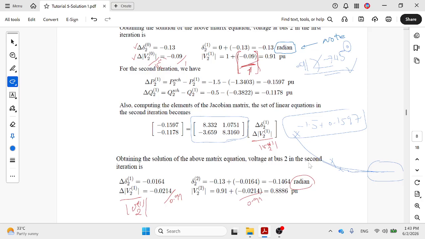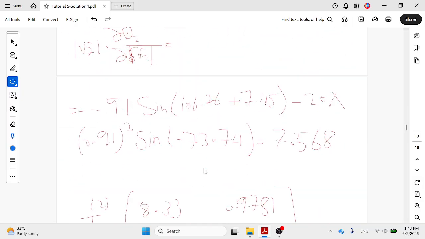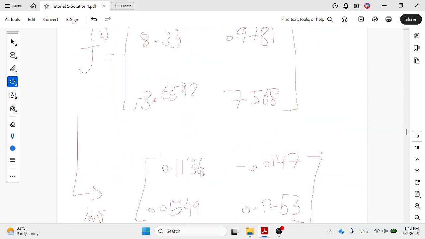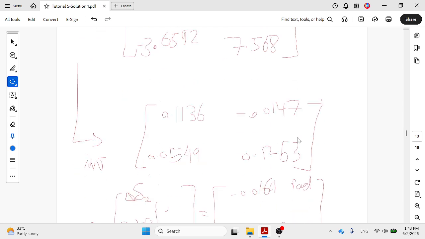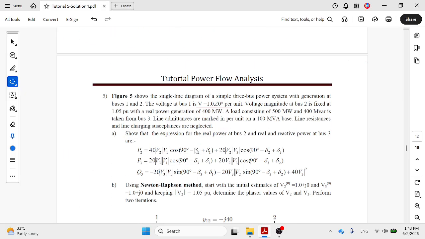Okay, when you compare this value with the previous round, delta p and delta q for this round and the previous round, when it reached the steady state, they are very close to each other for each round.